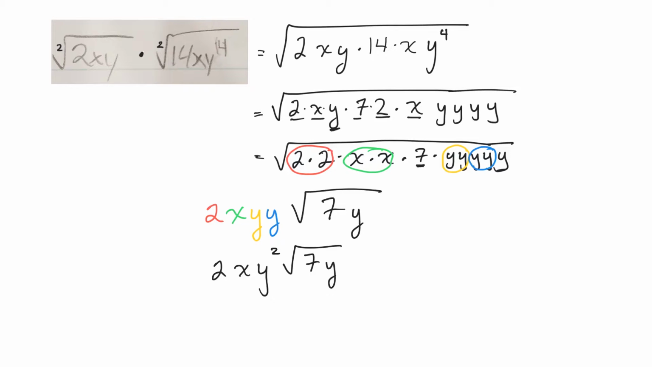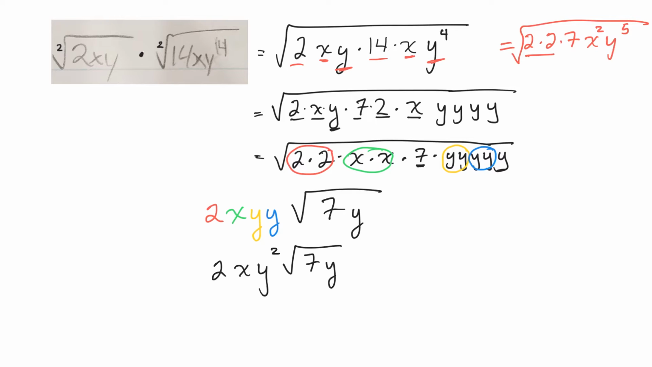Now I said you could do this another way. Let me just show you that. So you could also, let me just rewrite this. So 2 times 14. With the numbers, I would split those. So 2 times 7. But then the x's, I would collect those. So I would call it x squared. And the y's, I'd do the same thing. It'd be y to the 5th. Okay, so I'm taking the square root of all that.